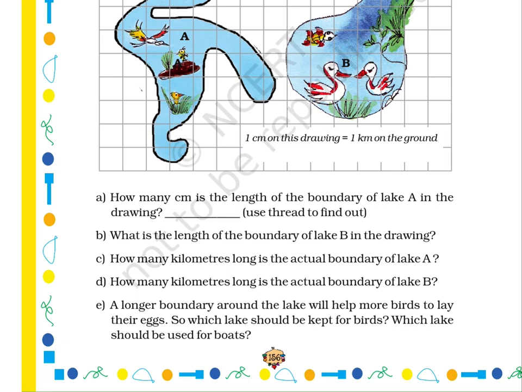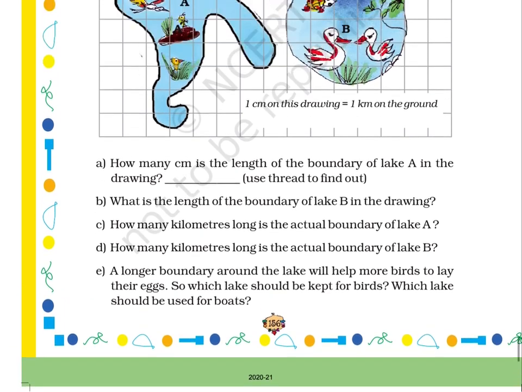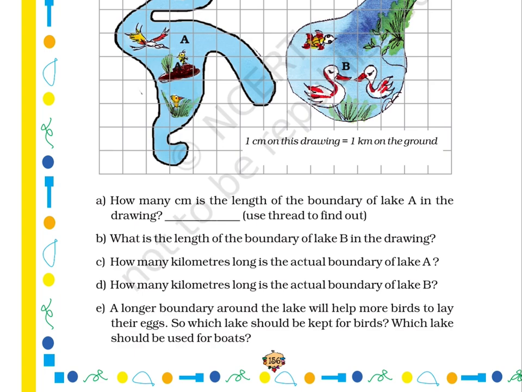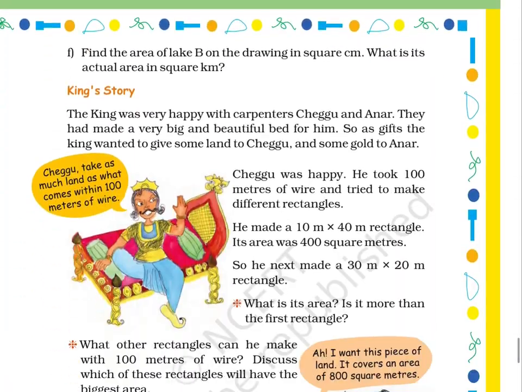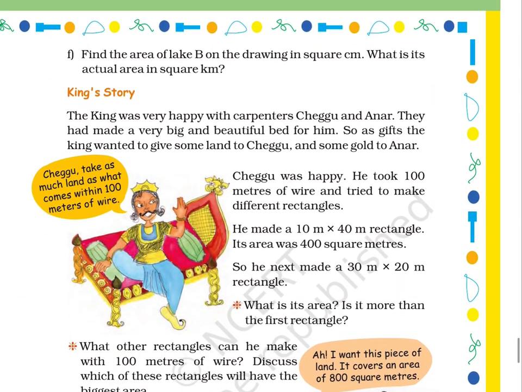E. A longer boundary around the lake will help more birds to lay their eggs. So, which lake should be kept for birds? Which lake should be used for boats? Page 157. F. Find the area of Lake B on the drawing in square centimeters. What is its actual area in square kilometers?